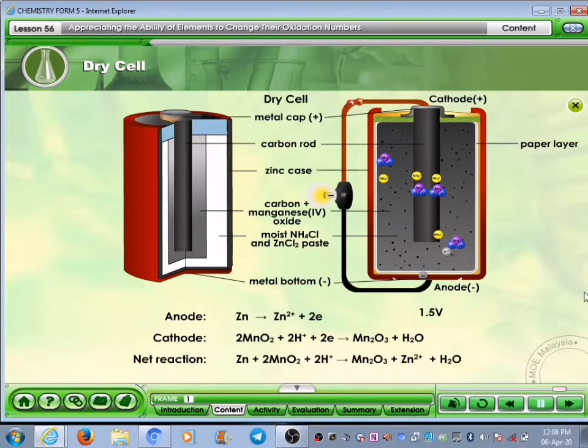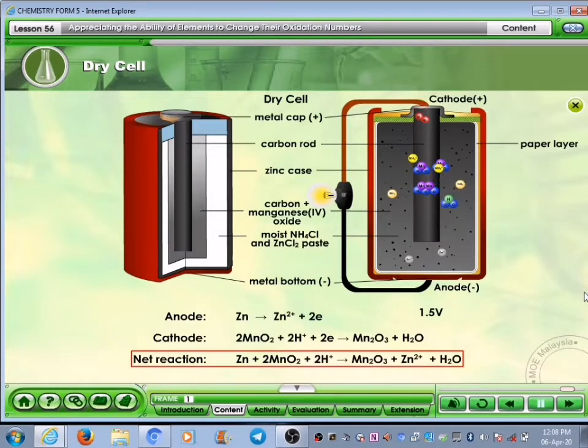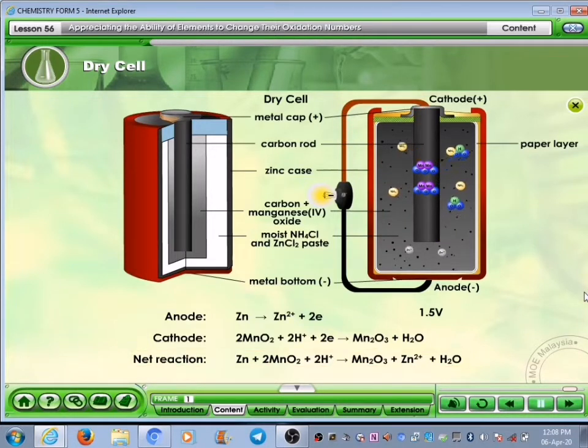There are other possible side reactions, but the net reaction in a zinc carbon dry cell can be represented as follows. The voltaic cell has an electrical potential difference of about 1.5 volts.